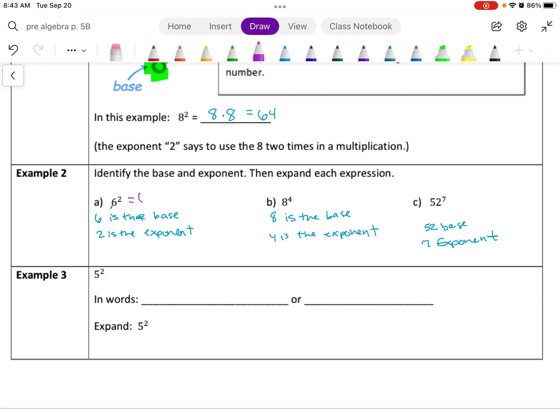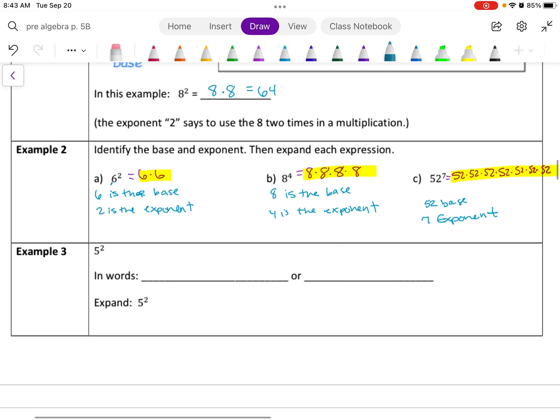So 6 to the second power says we're taking 6 times 6. 8 to the fourth power says we're taking 8 times 8 times 8 times 8, 4 times. 52 to the seventh power says we're taking 52 and multiplying it 7 times. So that's 3, 4, 5, 6, 7. This is expanding, writing out what it actually means. That's expanding it.